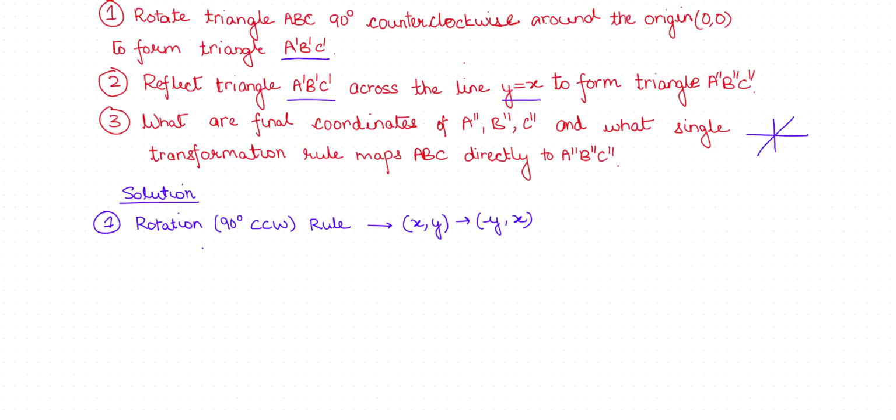We know that this is a rotation 90 degrees counterclockwise, with the rule (x, y) changes to (-y, x). 90 degrees counterclockwise is also the same as 270 degrees clockwise. Both have the same rule. We interchange x and y and then make x negative. So let's find the points.